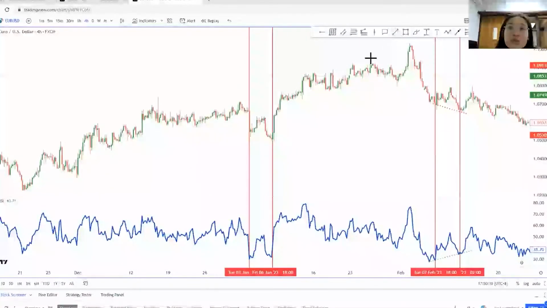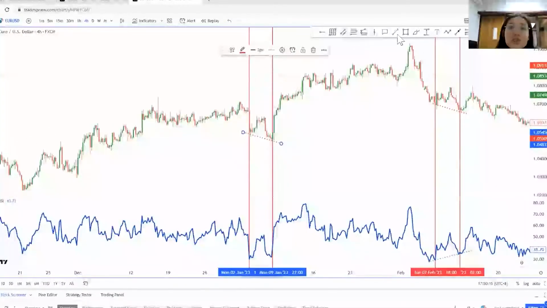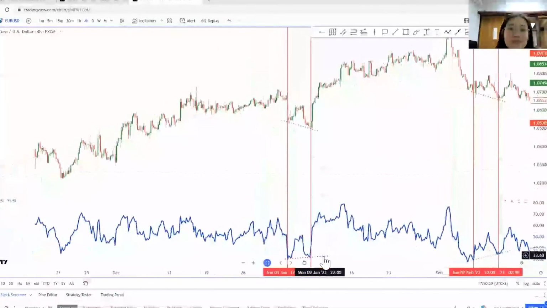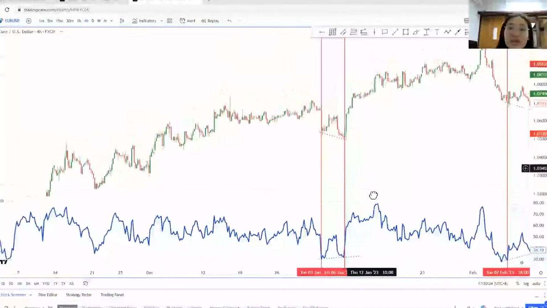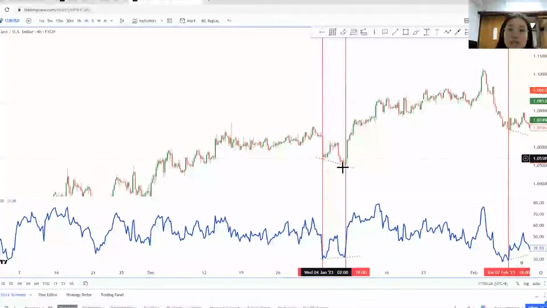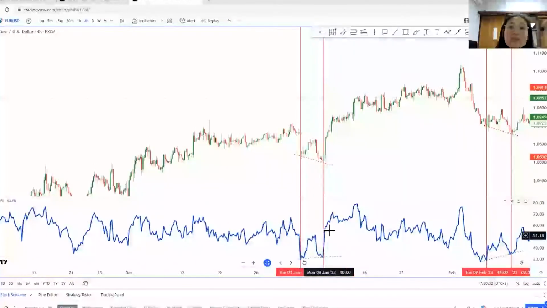So it's important to make use of different analysis techniques together with this in order to get the most accurate analysis. So here's another one that I've just highlighted. Price made a lower low, and on our RSI, price made a higher low. And you see price shot up immediately after that.